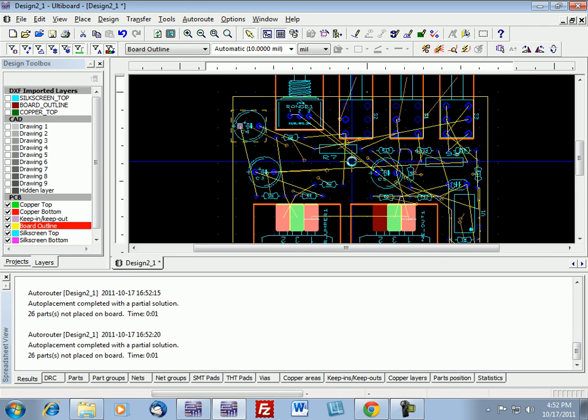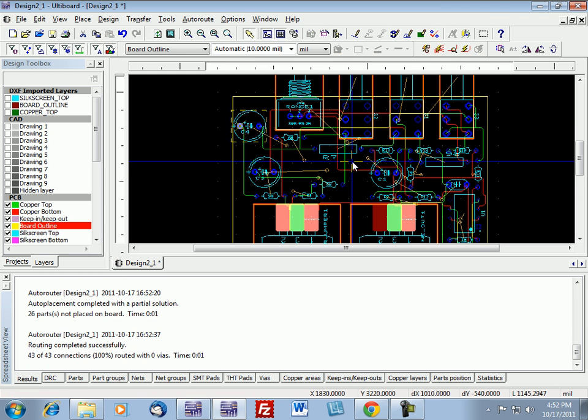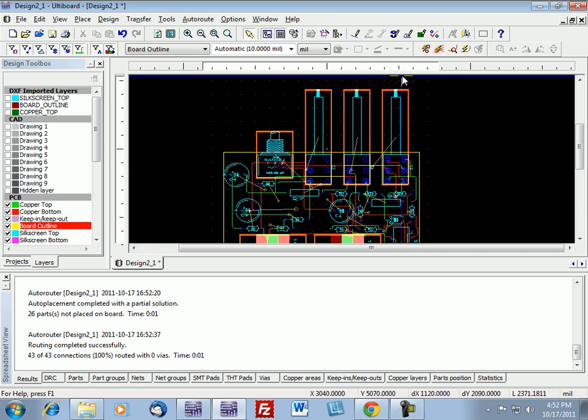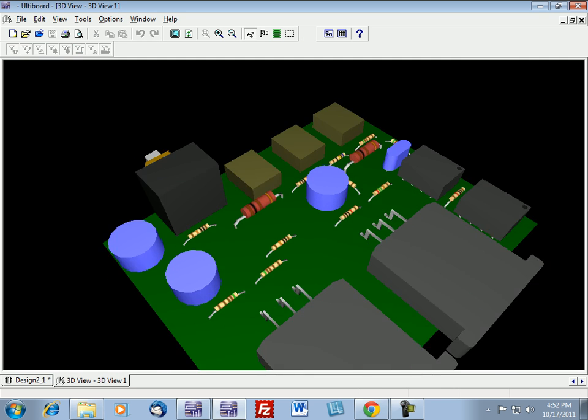So now I'm going to route the board. The board auto routed, and this is the microphone preamp. I'm going to look at it in a 3D view. This is it right here.